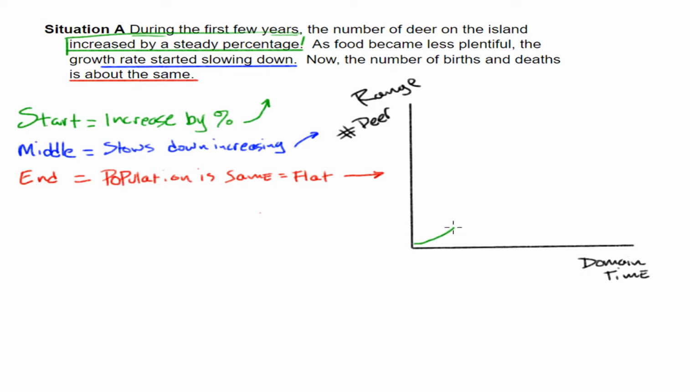So I start off increasing like this, then I start slowing down, and then I go flat. So this would be the graph here of the population of the deer on this island. If you have any questions, don't feel free to ask.